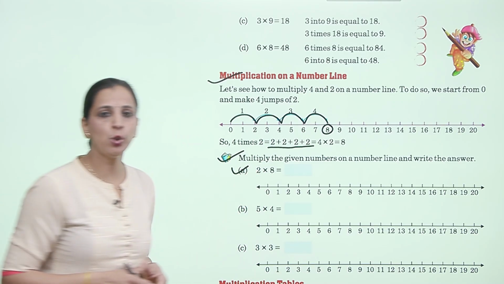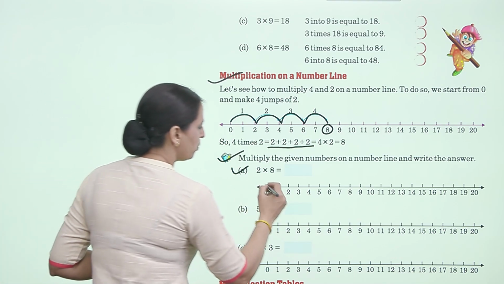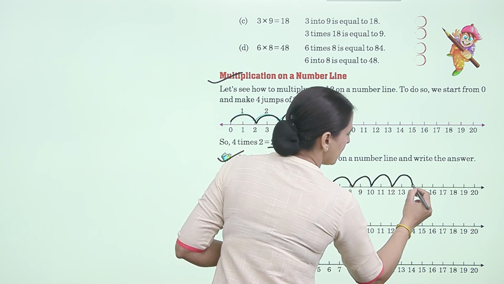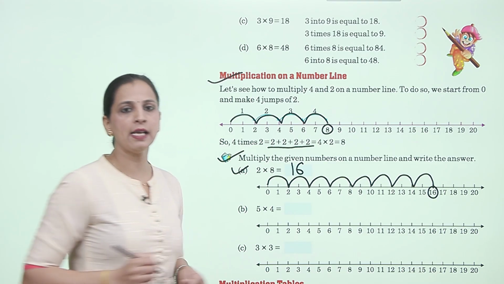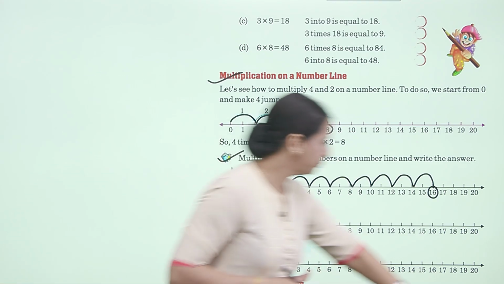A part 2 into 8. 8 jumps of 2. Start from 0. 1, 2, 3, 4, 5, 6, 7 and 8. We reached at 16. Answer is 2 8s are 16. तो बच्चों सेम मेथड को यूज करते हुए बाकी के पार्ट्स आप खुद ट्राई करेंगे.